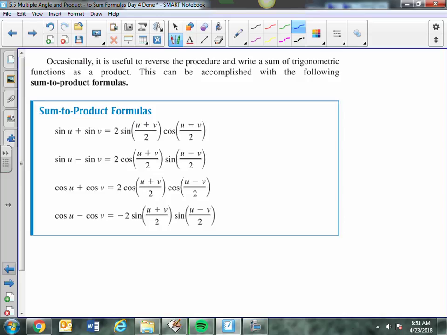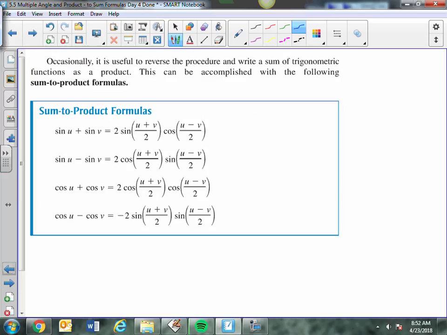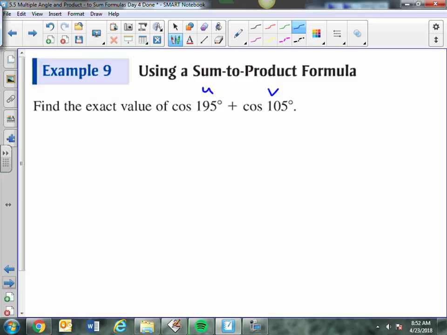All right, so let's go to our next example. We have a cosine and a cosine, so we'll name this u, v. All right, so 195 is u, and then 105 is your v. All right, so this would fit the third one down, so it would be this one right here. All right, and then basically all I got to do is look at the formula and fill it in. So I'm going to do that.